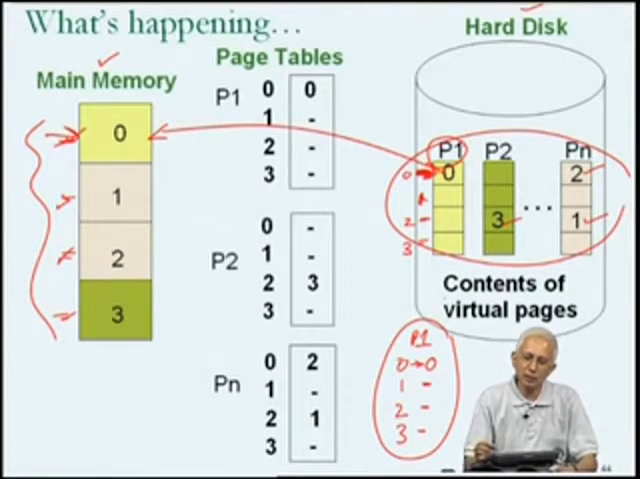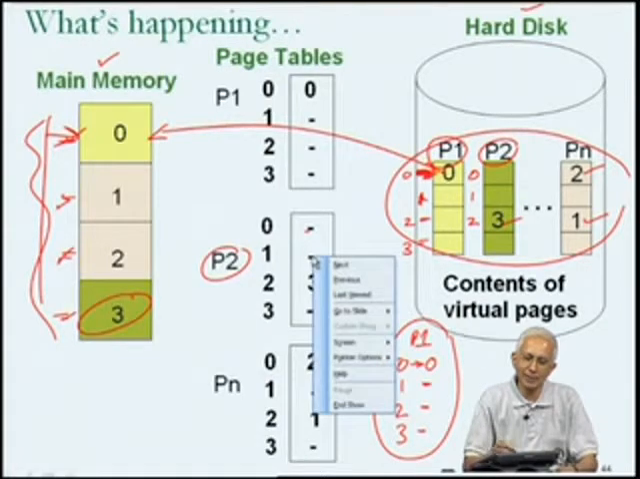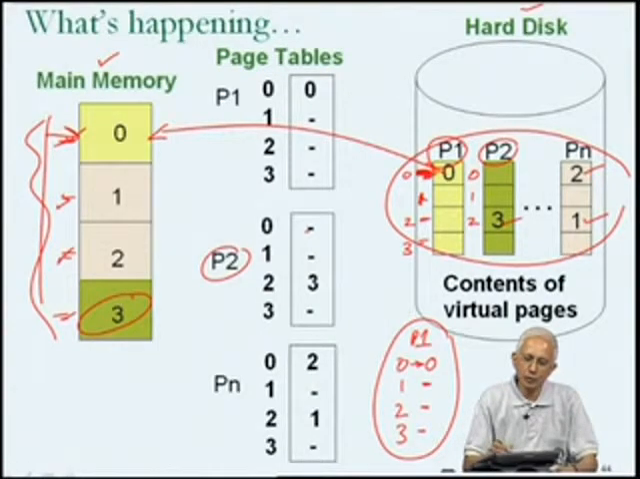Similarly, I can work out what the page tables of process 2 and process n would look like. Just to confirm, as far as process 2 is concerned, its virtual page 0 is not present in main memory, its virtual page 1 is not present in main memory, its virtual page 2 is present in main memory in the third physical page. Hence, when I look at the page table entry of process 2, I find that virtual page 0 is not present, virtual page 1 has no mapping, and virtual page 2 is present in physical page 3. There is a mapping from virtual page 2 to physical page 3.